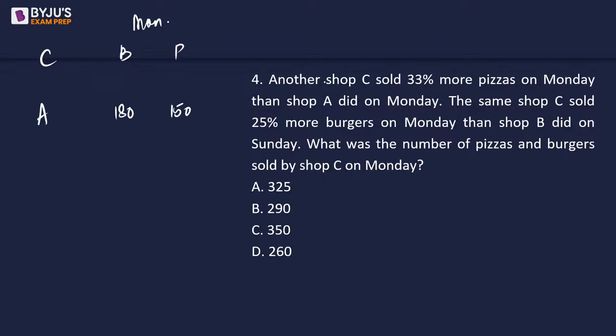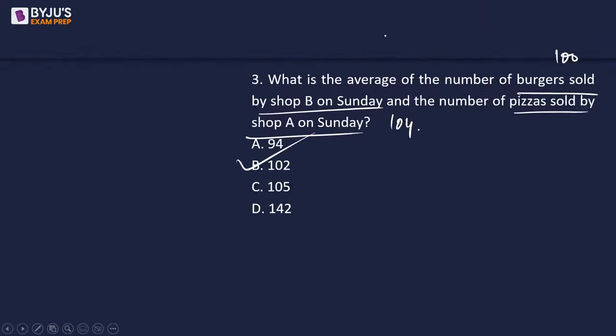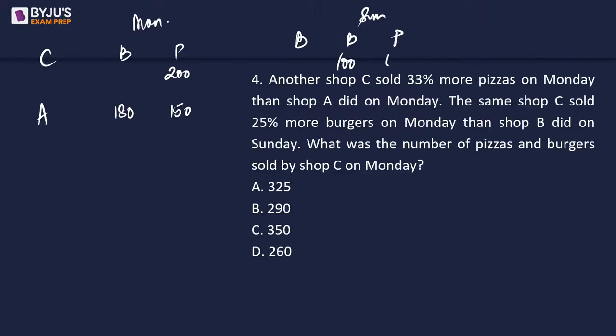So question says C sold 33% more pizzas on Monday. So 33% of 150 is 50, right? So this is going to be 200. The same shop C sold 25% more burgers on Monday than shop B did on Sunday. So हमें अब बी संडे का बर्गर्स एंड पिज़्ज़ास देखना पड़ेगा. सो बी संडे बर्गर्स एंड पिज़्ज़ास इज 164, राइट? सो 164.